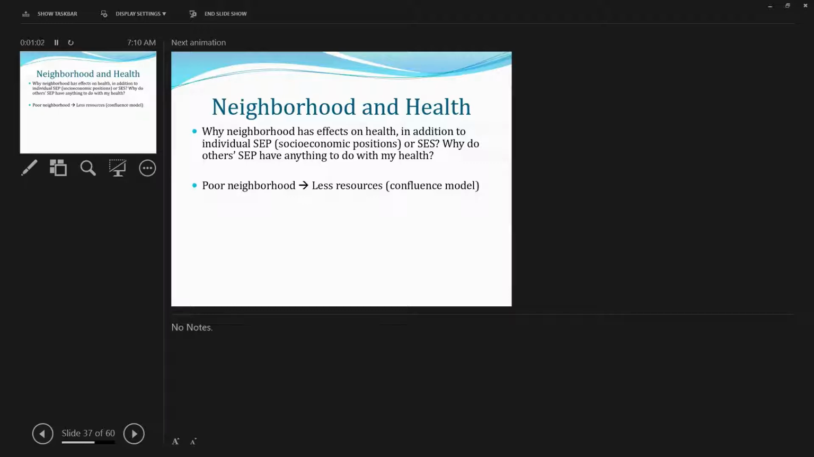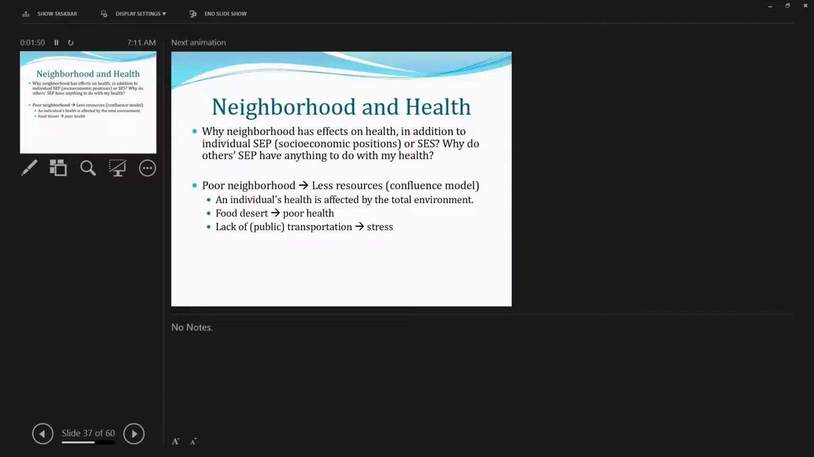First of all, a poor neighborhood obviously is associated with fewer resources. So individuals' utilization and deployment of resources is affected by the total amount of resources available. In other words, using what is called the confluence model, that is, the confluence of multiple rivers into a bigger one, or even into the ocean, or to interpret it using more concrete terms, an individual's health is affected by the total environment.